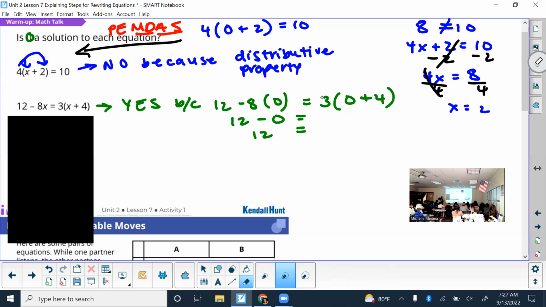On the other side, what would we do first? Would we multiply by 3? Would we do 0 plus 4? You would do the parentheses first, inside the parentheses, with 0 plus 4. What's 3 times 4? 12. So that is true, so good. It is a solution, 0. Any other strategy someone did out there?